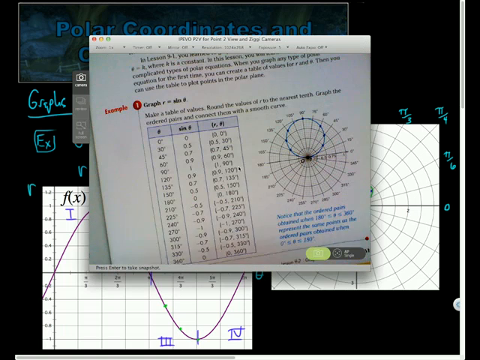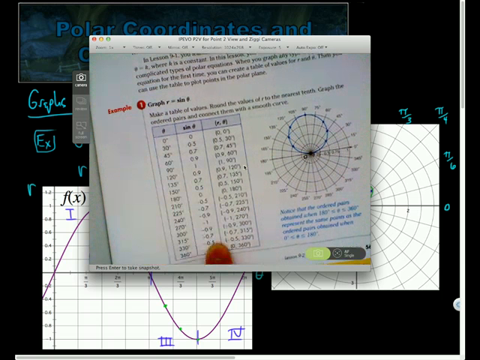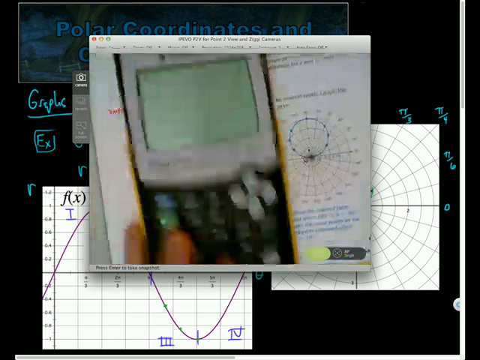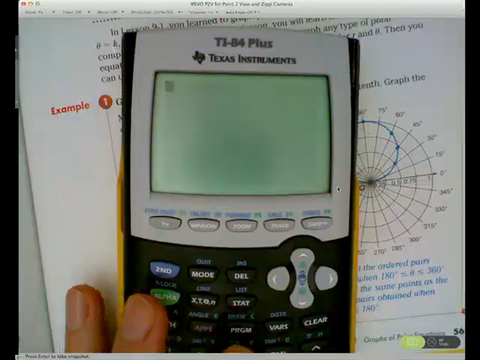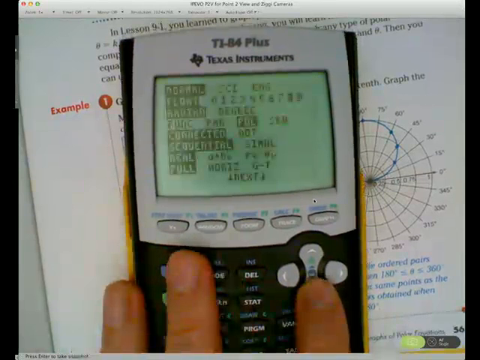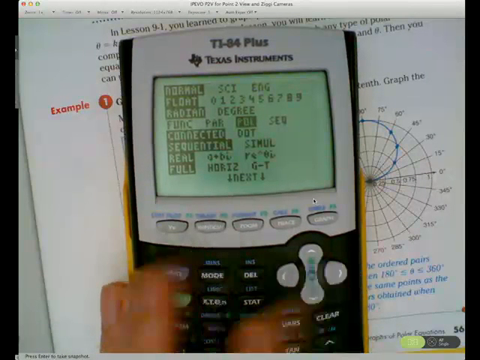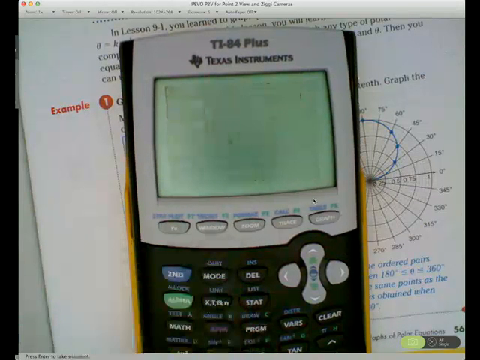Here's the book doing the same example. They made a table of values and then plotted each point and got the same outcome. Now on my graphing calculator, let me full screen this actually. If I go to mode, I can go down to polar coordinate system, hit enter on that, and also make sure I'm in radian mode here, so I can back out of that.